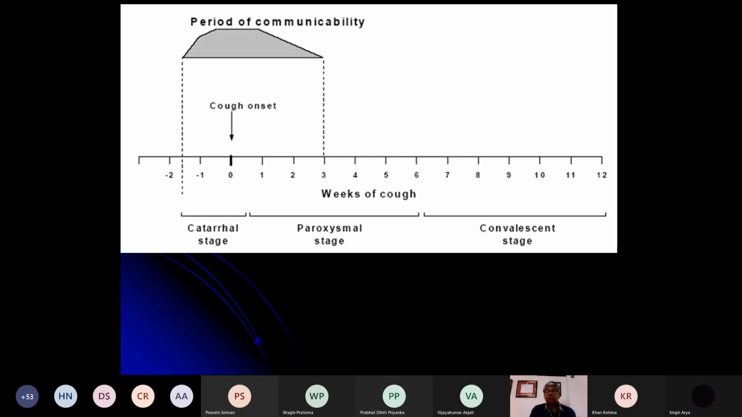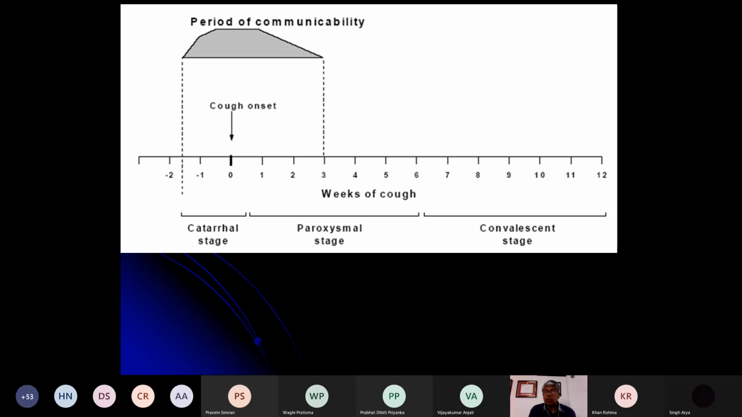During this stage, the person is not able to swallow because every time there is swallowing or eating, it leads to a cough. And cough does not allow him to do anything else. Beyond that comes the convalescent stage.